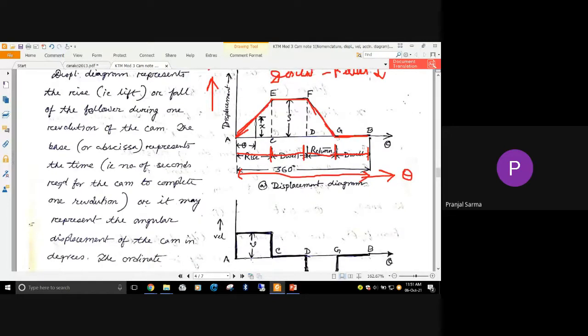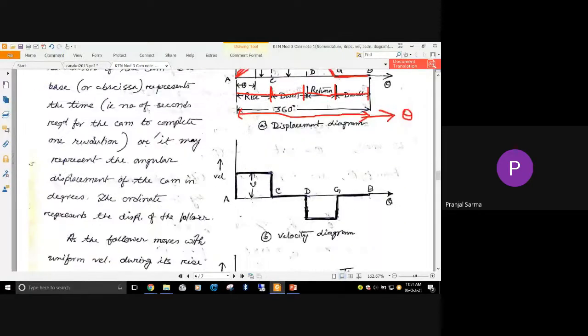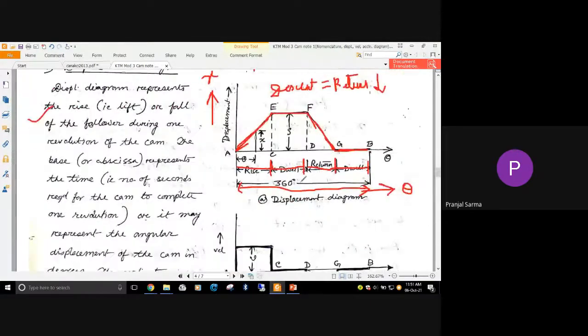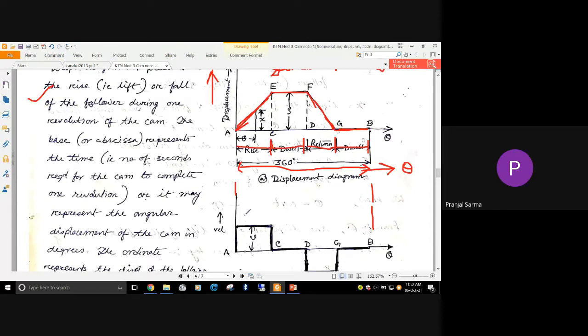The other things we are already showing here. Next, we are talking about uniform motion, or uniform velocity of the follower, so the profile looks something like this. While drawing the displacement, velocity and acceleration diagrams, always draw them like this. You just project those points, so then it becomes easy. Don't use different separate pages.